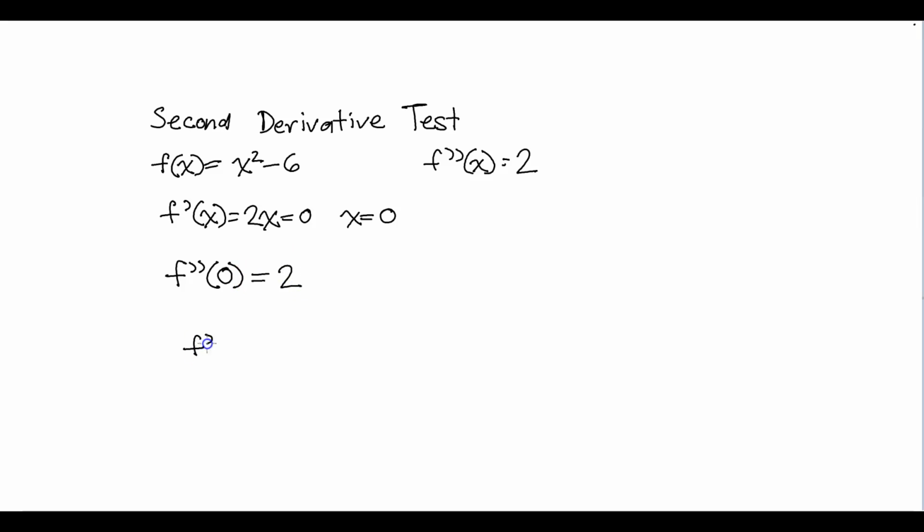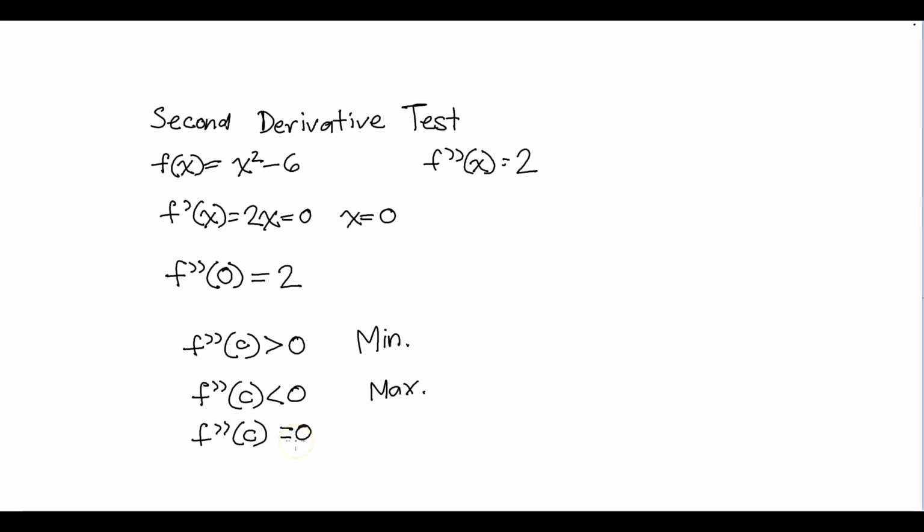So if f prime prime of c, where c is the x value of our critical point, is greater than 0, it's a minimum point. If it's less than 0, it is a maximum point. If it is equal to 0, it's a dud, meaning that the second derivative test does not tell you any information. It's inconclusive, or what I would like to call a dud.